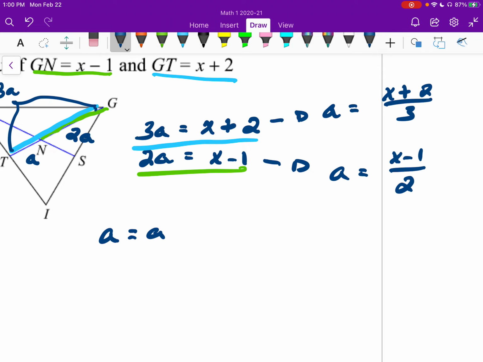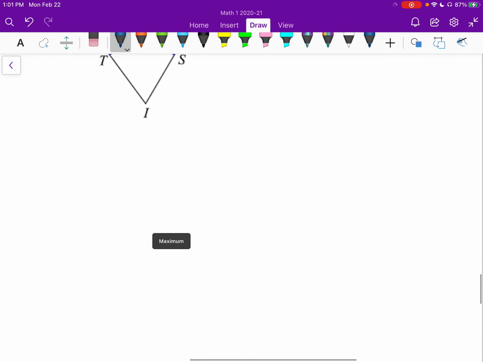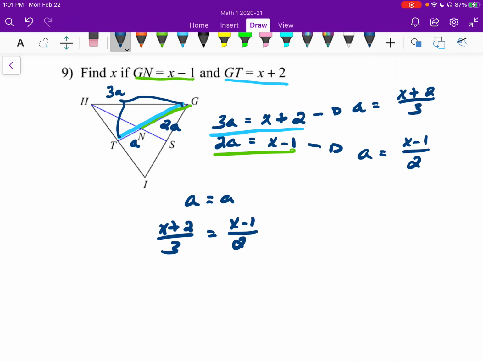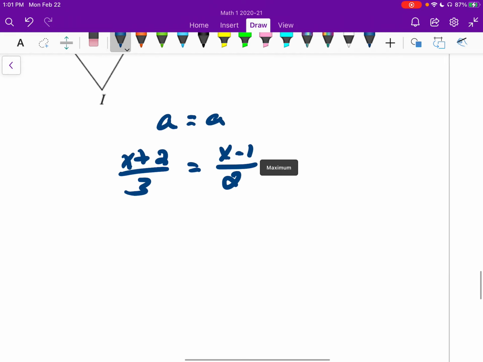That's kind of nonsense. So then we can write in x plus 2 over 3 is x minus 1 over 2, right? Because they're both equal to a. Now we just have to solve. Now I get that this problem might be a little bit crazy. It might be a little bit difficult. I'm going to try to make sure that we don't have one like this on the homework. But it is kind of a neat idea.